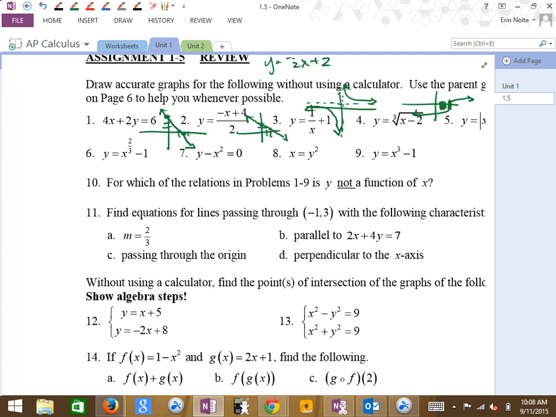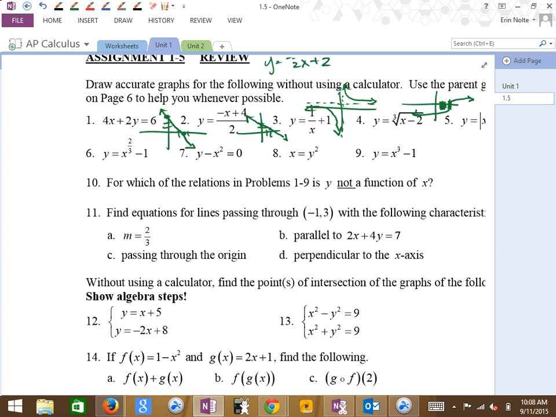Okay, what about number 7? What does number 7 look like? This was a very simple function. There's no translations. It is just an x squared. It's a parabola. If you just solve for y, it is a parabola that goes directly through the origin.